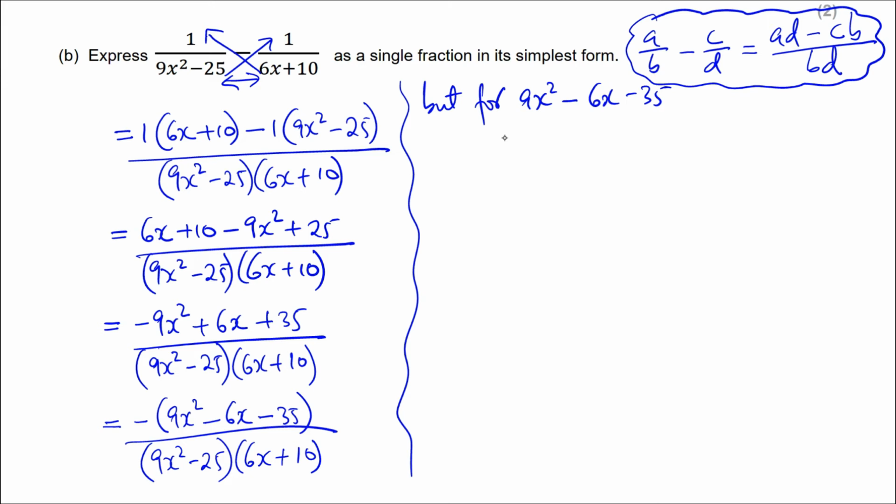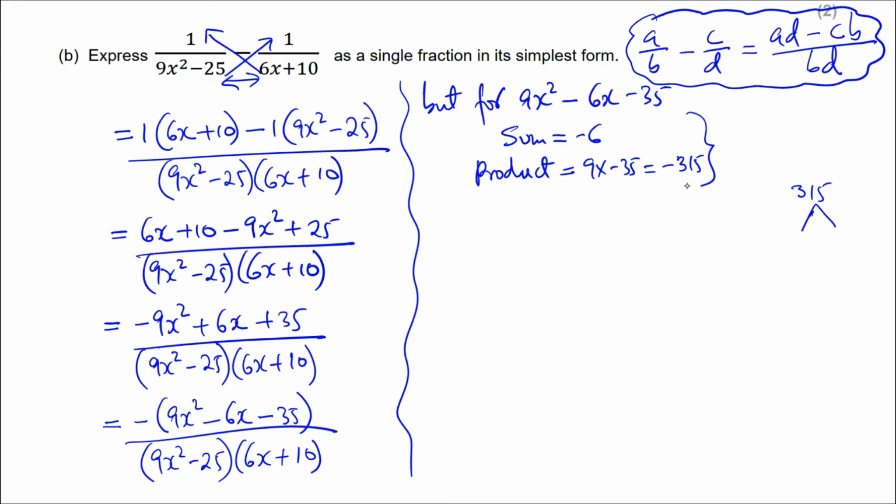Now to factorize this by splitting the middle term, we need to find two numbers whose sum is -6, the middle one, and whose product is 9 multiplied by -35, which is -315. So we need to find two numbers whose sum is -6 and whose product is -315. To do that, you can just draw a simple factor tree for 315.